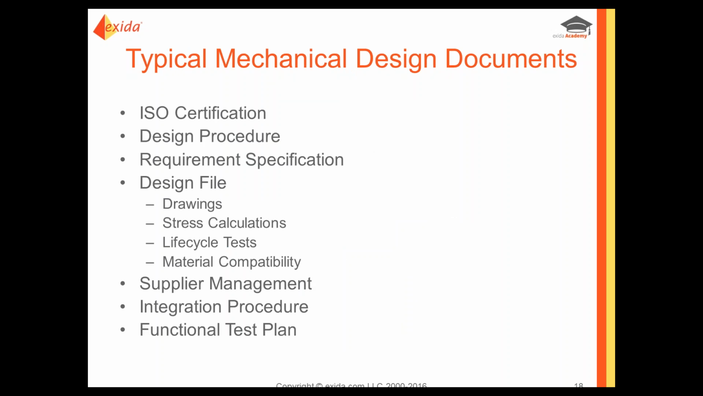Typically, a mechanical design process will generate these types of documents. Most will be ISO certified. There'll be a written design procedure. There'll be a requirement specification. There'll be a design file that has, as a minimum, drawings and stress calculations. If it's going to be a high cycle application, life cycle tests, material compatibility, how they manage their suppliers, how they integrate the valve and actuator, if we just focus on brackets, and how they test it.